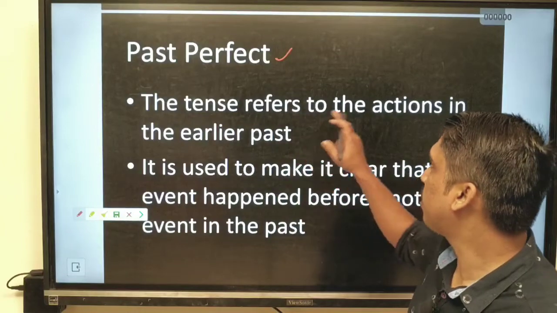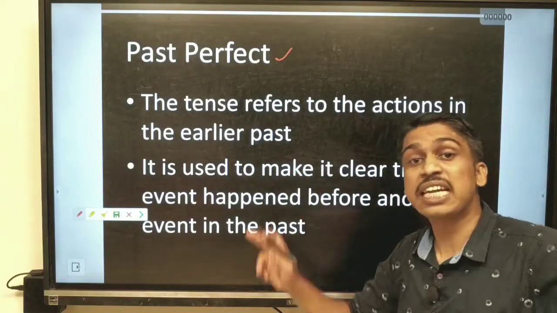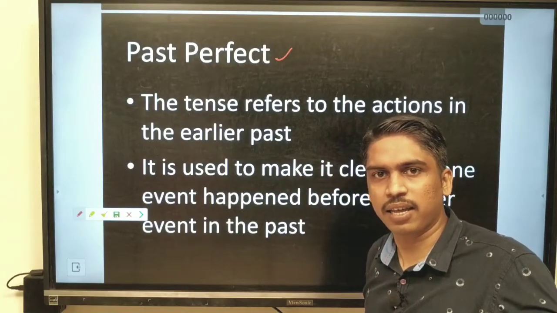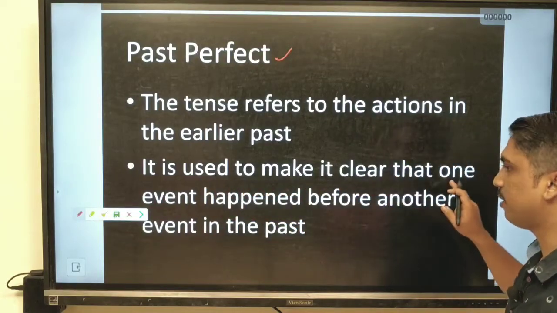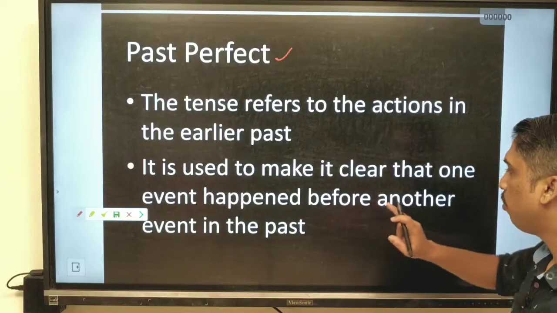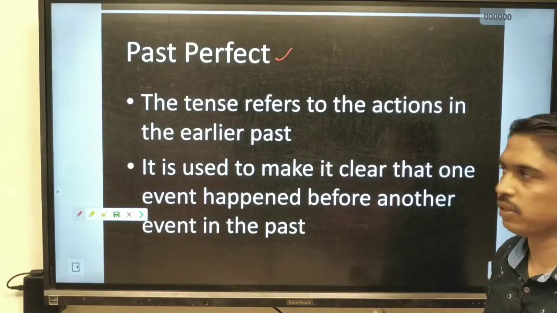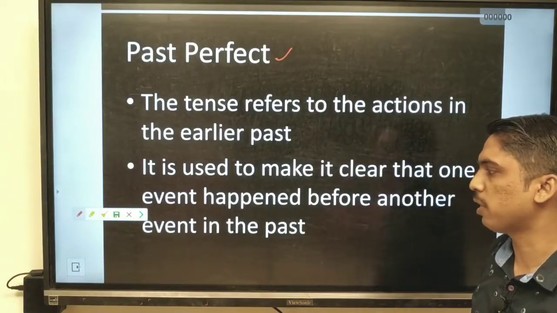So the tense refers to the actions in the earlier past. Okay, clear? Earlier past. And also it is used to make it clear that one event happened before another event in the past. ഇതൊന്നുകൂടി ക്ലിയർ ആക്കിയതാണ്, ഒന്നുകൂടി ക്ലാരിഫൈ ചെയ്തതാണ്.